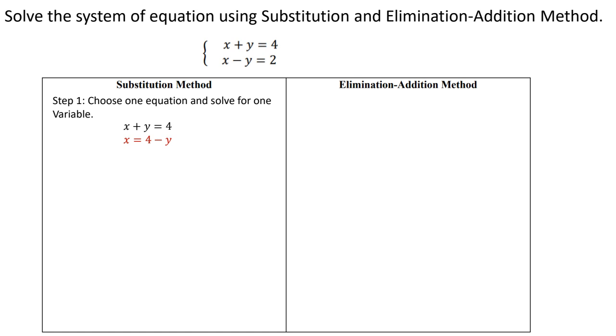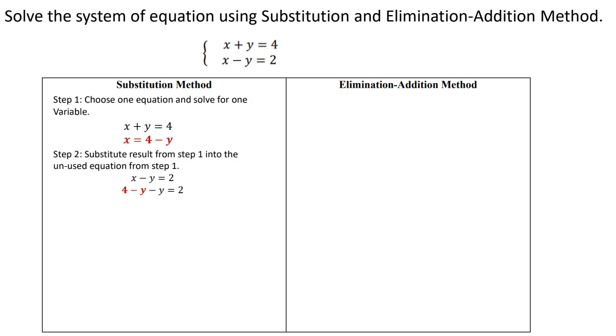But just like the name says, substitution method, I'm going to substitute this answer for x into the second equation. So the second equation is x minus y equals 2. Everywhere I see x, I'm going to plug in 4 minus y.